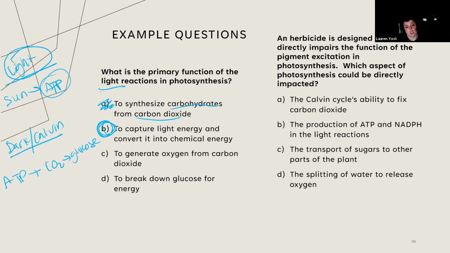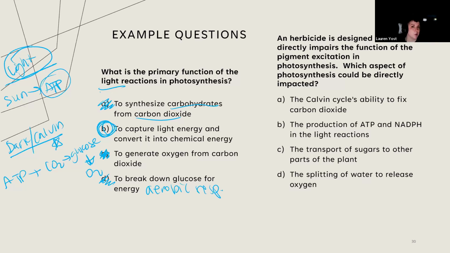Do we generate oxygen from carbon dioxide in the light reactions? We do not. That's going to be happening during the Calvin cycle, because part of that is also glucose plus oxygen is a waste product for them. And then D, to break down glucose for energy, that's aerobic respiration or cellular respiration.